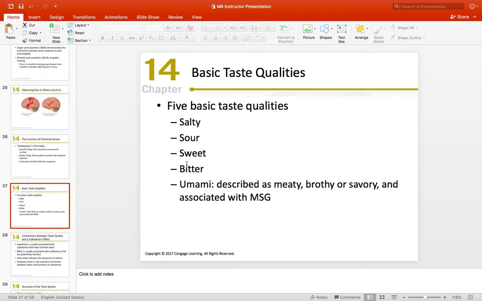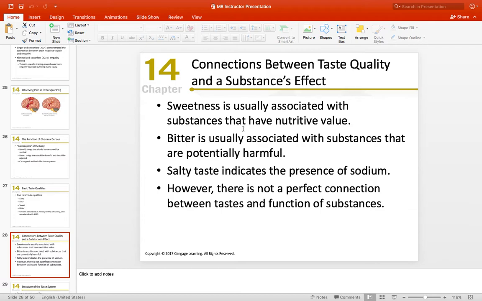But these are some of the different taste qualities, and you can see here some of the connections between taste quality and the substance's effects. Sweetness is usually associated with a substance that has some sort of nutritional value. Bitter is associated with substances that are potentially harmful. But once again, this is not perfect. You obviously have experiences where you might have a little bitterness in a food, but it's still not bad for you. Salty indicates presence of sodium, although I like to point out that you cannot, just by taste alone, know what the sodium content of something is. Sometimes it's hard to detect that. We're not that good, but we can get an idea.